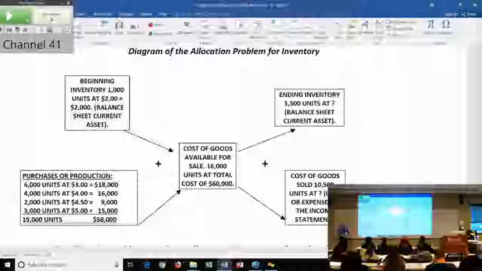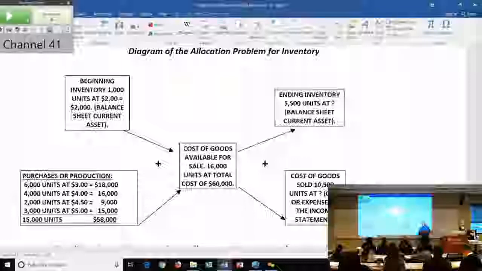The question is, how do I value ending inventory, and how do I value cost of goods sold? Let's say I go out and I take a physical count, or the physical count will back up my perpetual records, and it tells me that I've got 5,500 units in ending inventory and I sold 10,500. What's the cost? What's the allocation? How do you allocate the $60,000 to ending inventory and cost of goods sold? That will depend on your cost flow assumption.